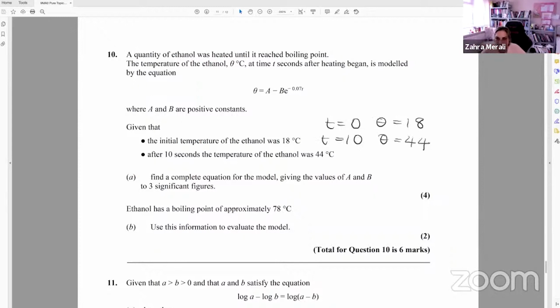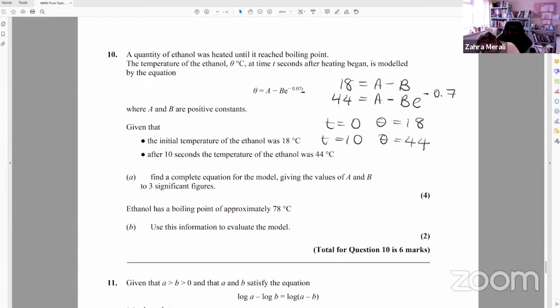So we've got 2 equations. So if we stick in t as 0, remember anything to the power of 0 becomes 1. So we're going to get A minus B. So 18 equals A minus B. And then 44 is going to equal A minus B e to the minus, times by 10, 0.7. So you've got 2 equations, 2 unknowns. You can just use your calculator. So if you go to menu, you can go to equation, and you can go to simultaneous equations, and you can sub them in.